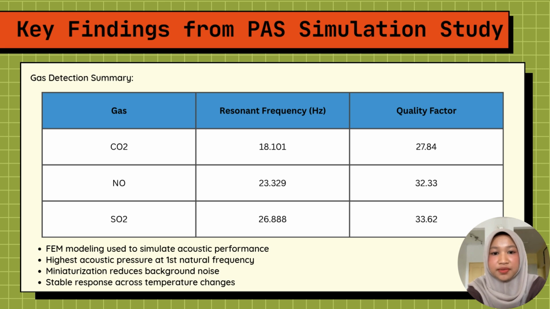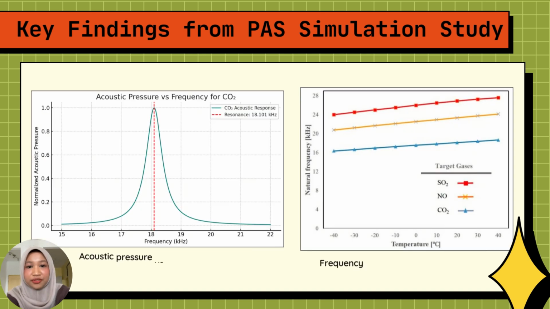The table below gives a summary of the resonant frequencies and the quality factors of carbon dioxide, nitrogen oxide, and sulfur dioxide. The Q values of nitrogen oxide and sulfur dioxide are a little higher than carbon dioxide. This implies that the energy loss of their signals is lesser and therefore they are detected with much more sensitivity. As shown on the left graph, we can find the sudden peak around 18.101 kHz, indicating the resonance frequency of carbon dioxide.